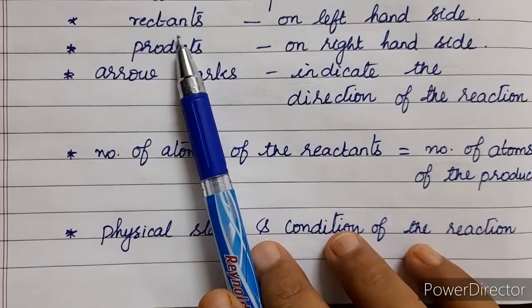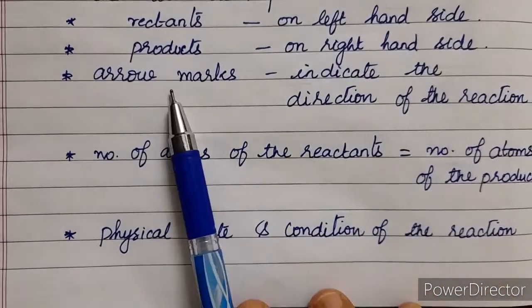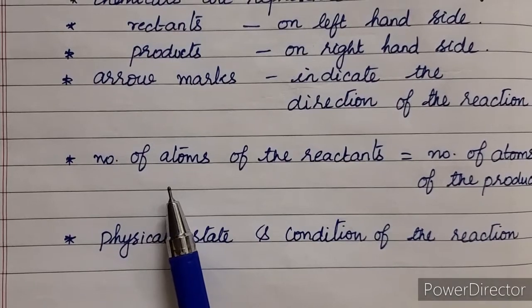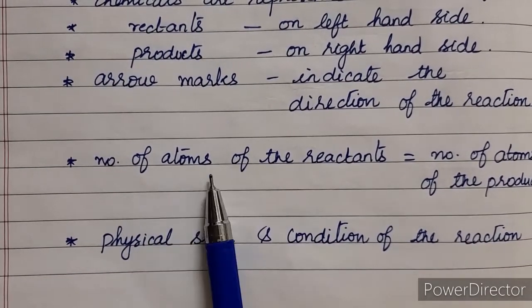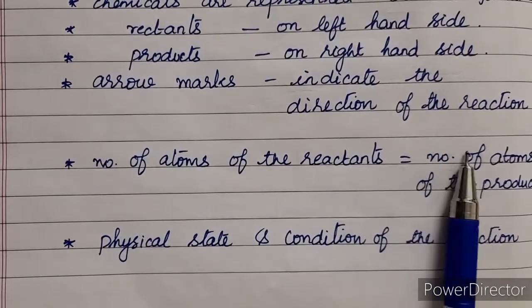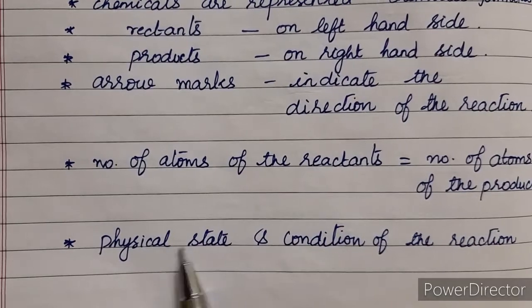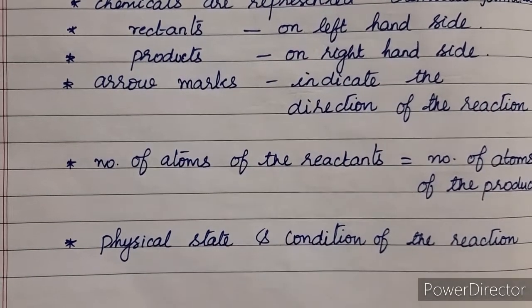So, the chemical reaction should be represented in terms of formulas. The reactant should be written on the left hand side and the product on the right hand side. The arrow mark indicates the direction of the reaction, and the balancing of the reaction is very important, that is, the number of atoms of the reactant should be equal to the number of atoms of the product, and the physical state and the condition of the reaction should also be mentioned.